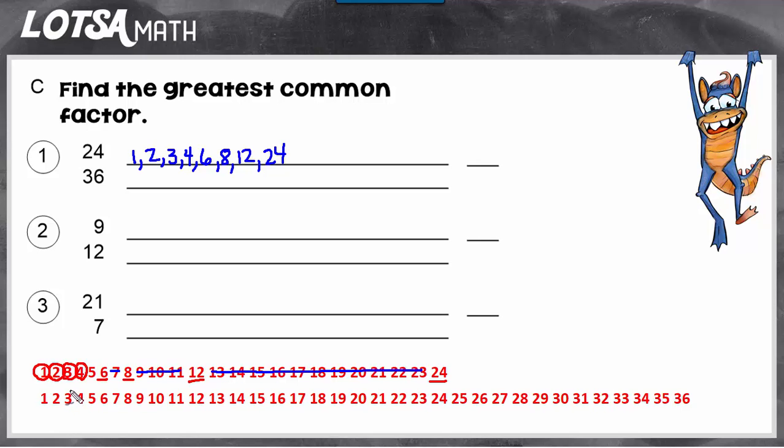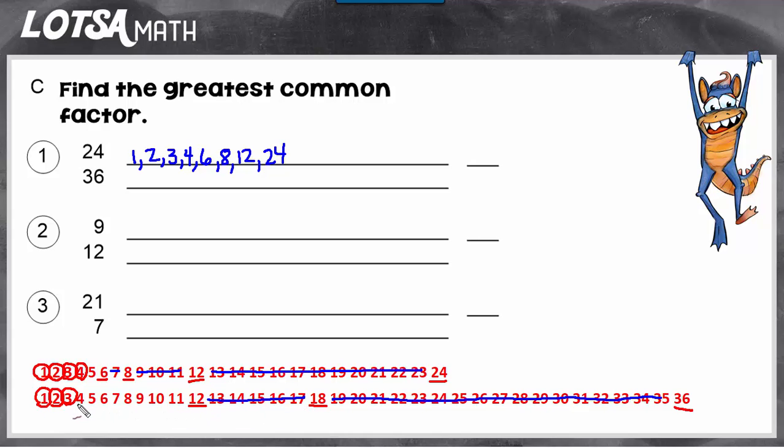So now let's do 36. So I'm going to start by circling 1 and underlining 36 because I know those are going to be factors. Now I'm going to number 2, and I know that 2 times 18 is 36. So we've had a long jump, and none of these are going to be factors. So go back to number 3, and I know that 3 times 12 is 36.